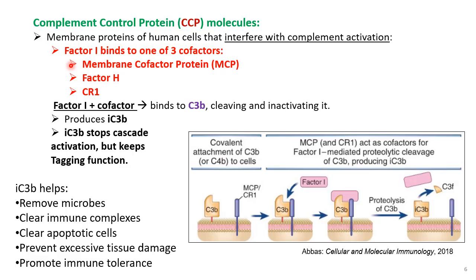So what happens? Factor I associates with one of those cofactors. When it is associated, it is able to interact with C3b. Factor I here is associated with a cofactor on the membrane. Now it interacts with C3b because this has to be your defense mechanism. So what it's going to do is inactivate C3b. That's the I for the factor.